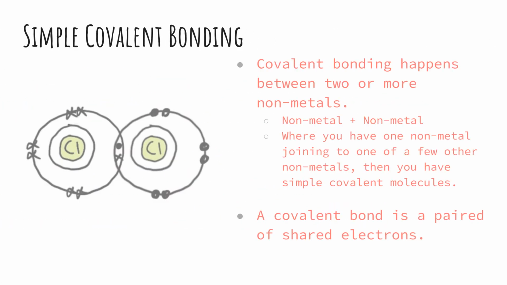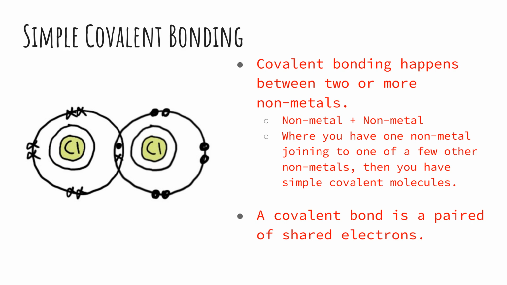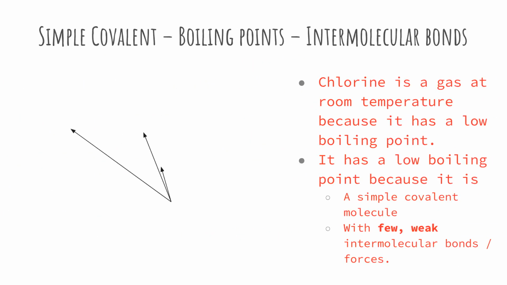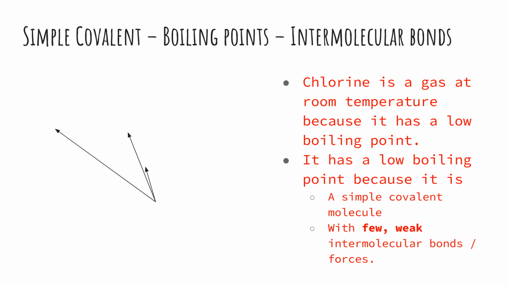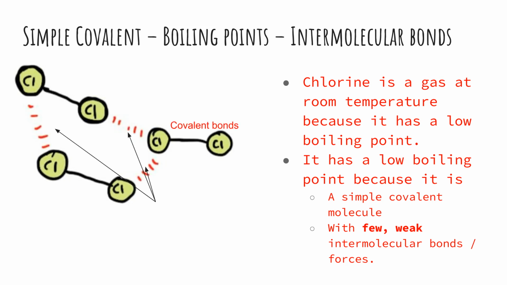Simple covalent bonding occurs between two or more nonmetals. A covalent bond is a shared pair of electrons, forming simple covalent molecules. Chlorine is a gas at room temperature due to its low boiling point. This is because, as a simple covalent molecule, it only has a few weak intermolecular bonds or forces.